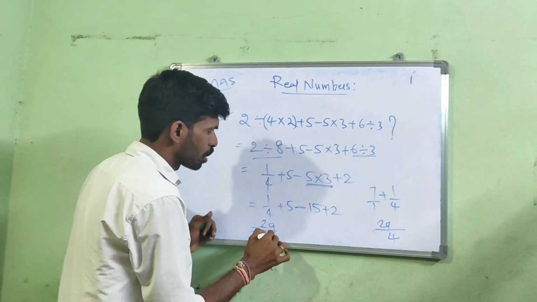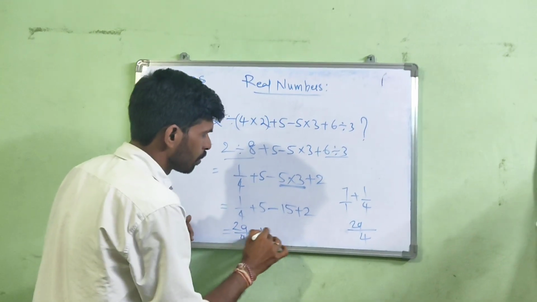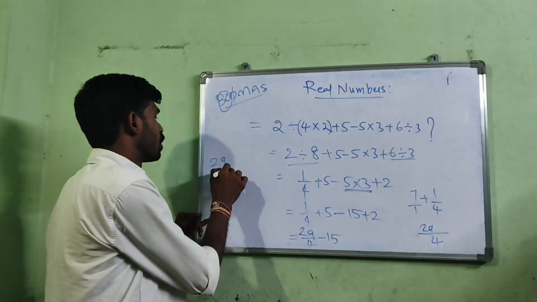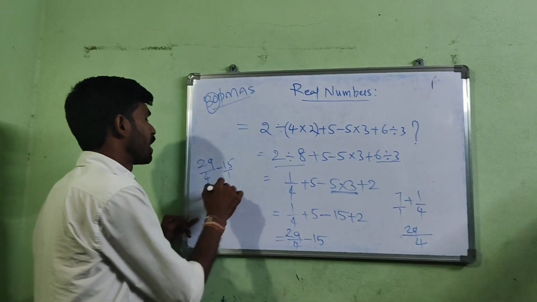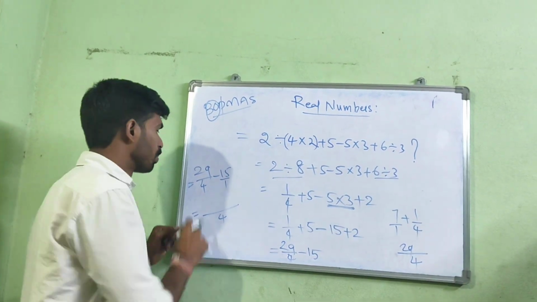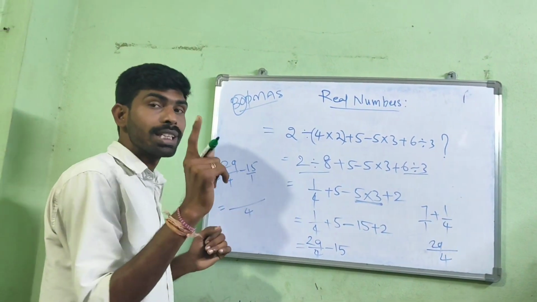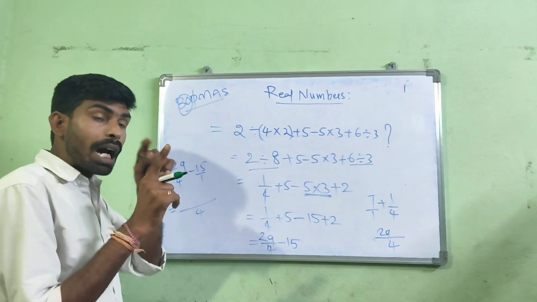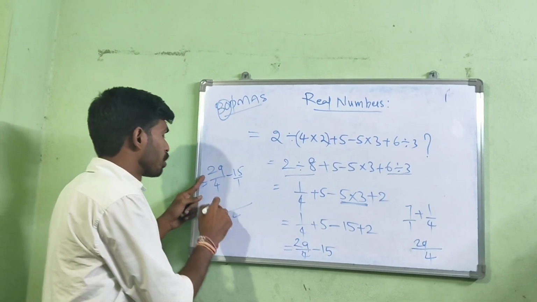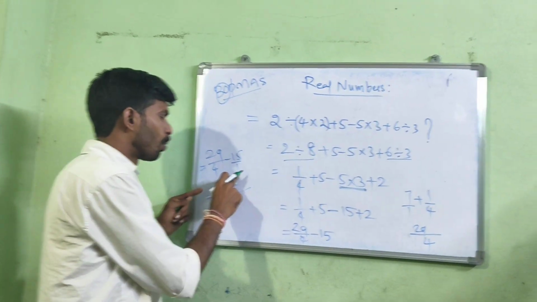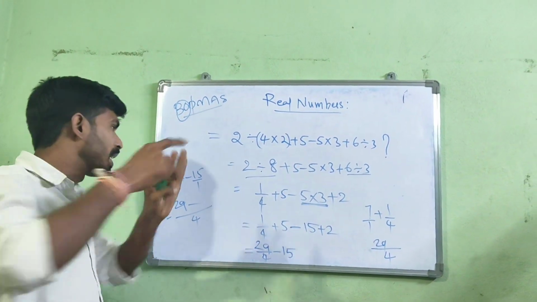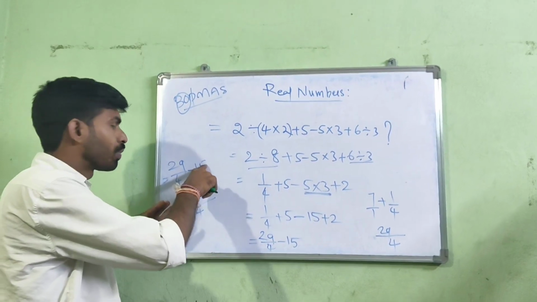Here 5 plus 2, 7 is completed. This is 29 by 4 minus 15, minus 15. Next we need to take 29 by 4 minus 15. If we take 1 as the denominator, now 4 is the LCM. 4 ones are 4, so that 4 multiplies with the numerator. This is 29, so 29 minus. 15 fours, how much is it?